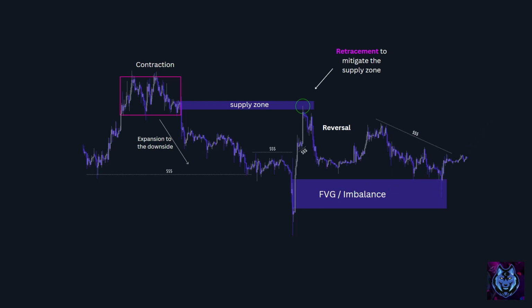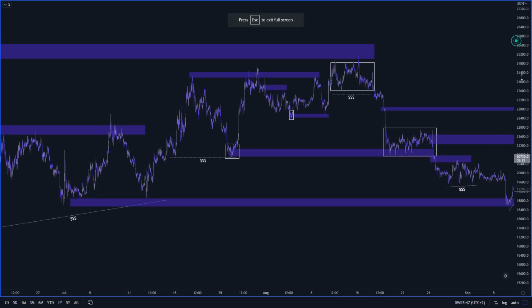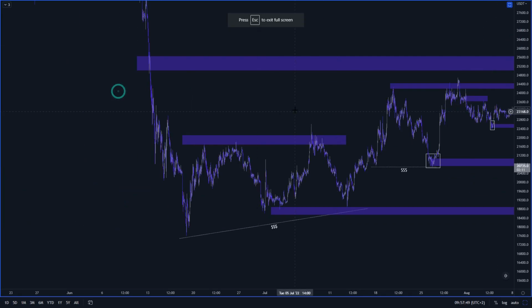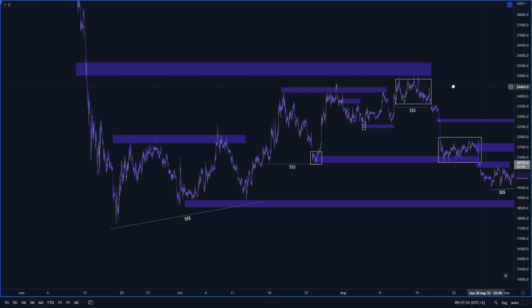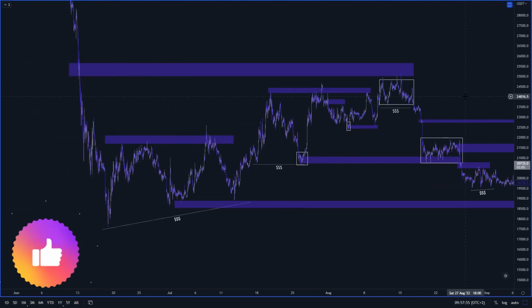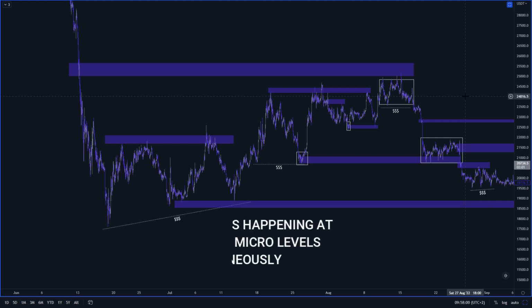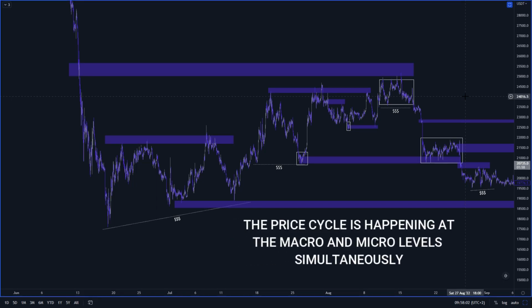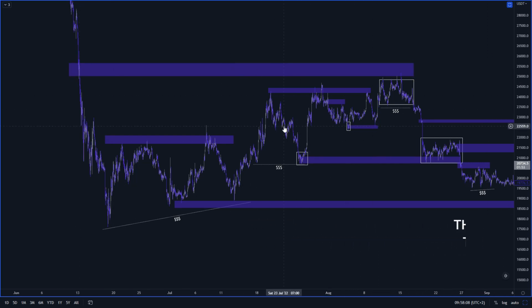Let me show you some examples in the chart now. This is the Bitcoin chart, and I wanted to give you guys a macro view and a micro view. Even though the price cycle is happening at the macro level, it is also happening at the micro level. So we get these price cycles within price cycles. We have the macro price cycle and then the micro price cycles within them. And I'll show you right now.